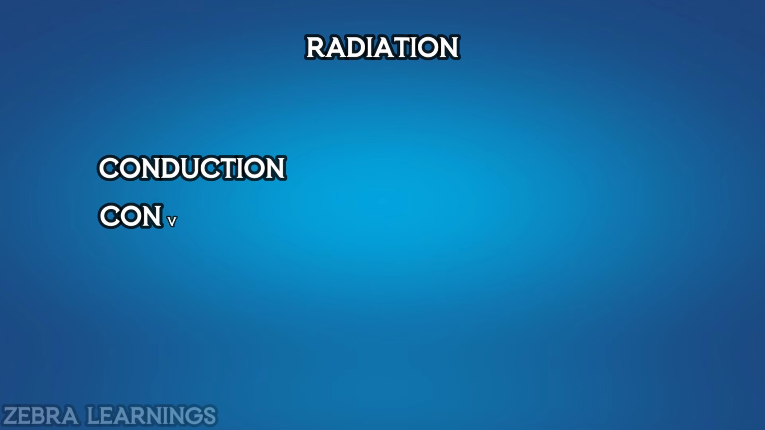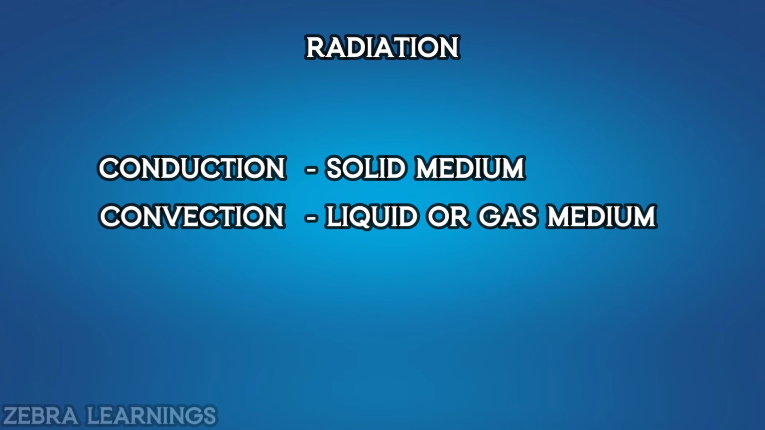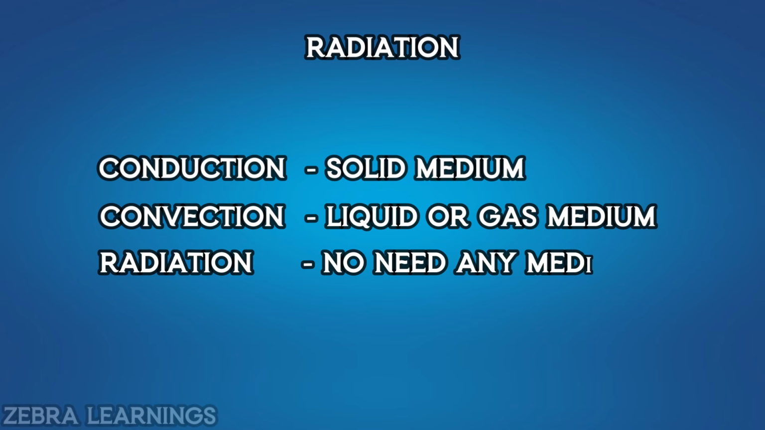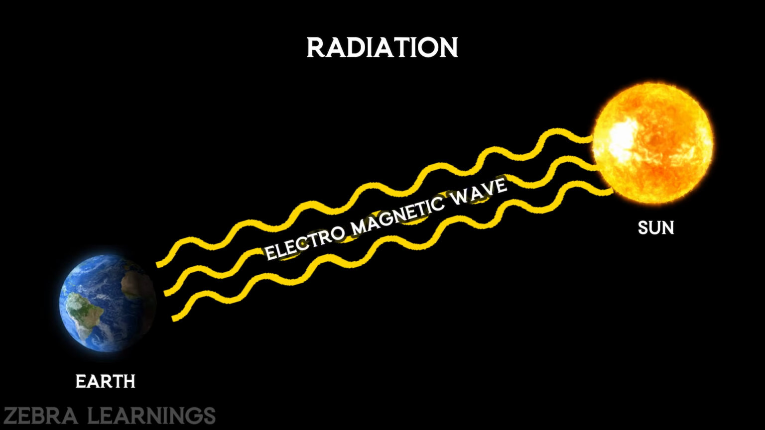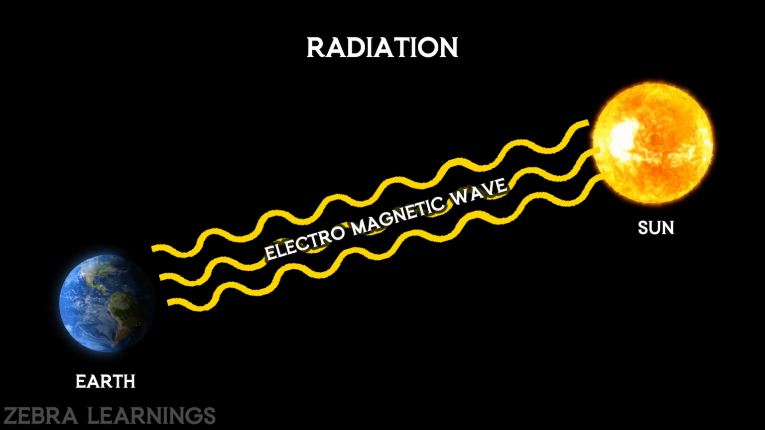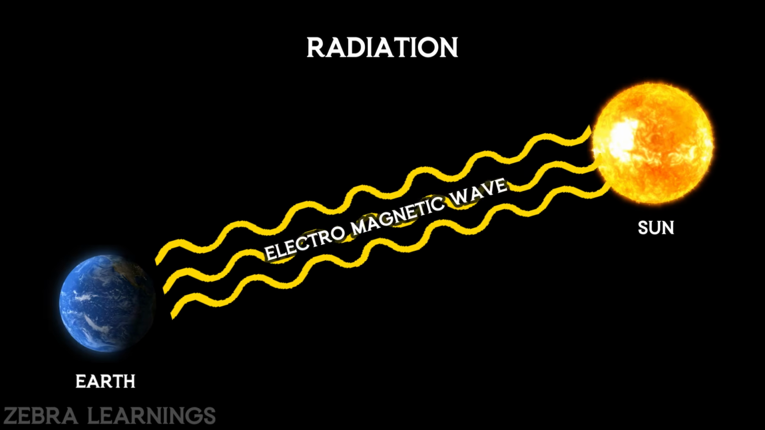The last type is radiation heat transfer. Unlike conduction and convection heat transfer, which require a solid, liquid, or gas medium, radiation heat transfer does not require any medium. Therefore, it can also be transferred in a vacuum. A great example of radiation heat transfer is the heat that travels from the sun to Earth.